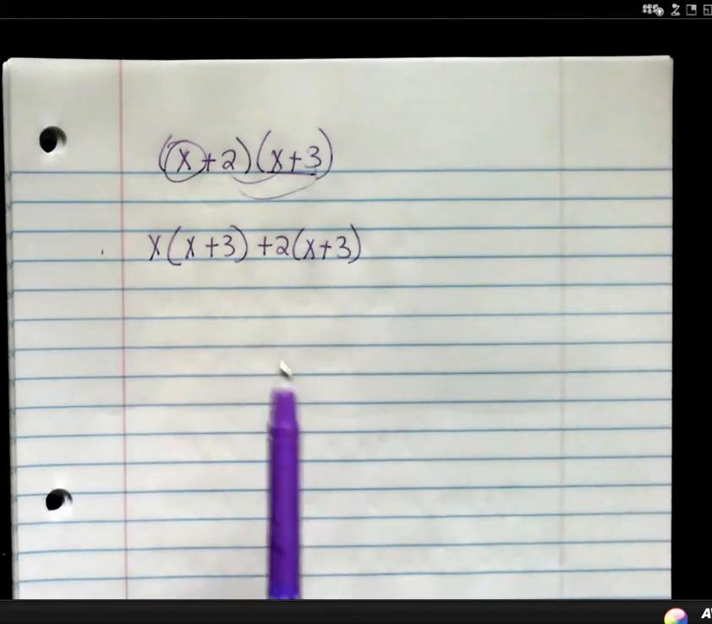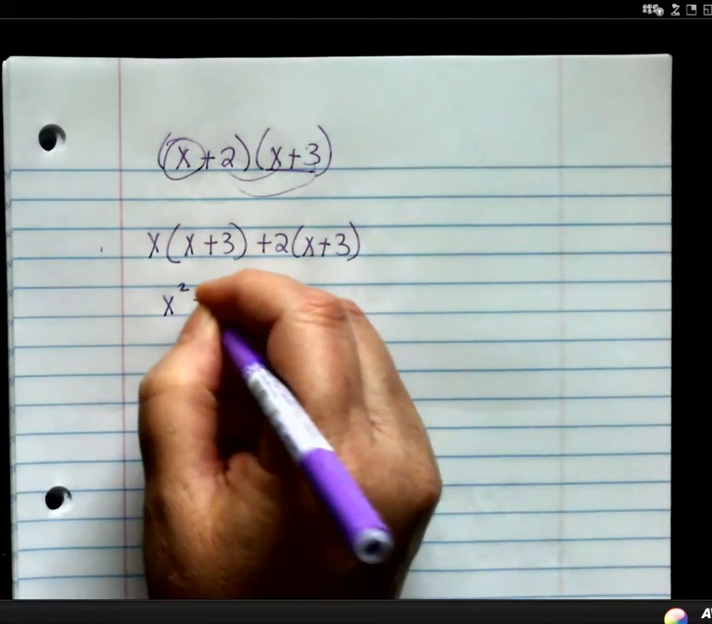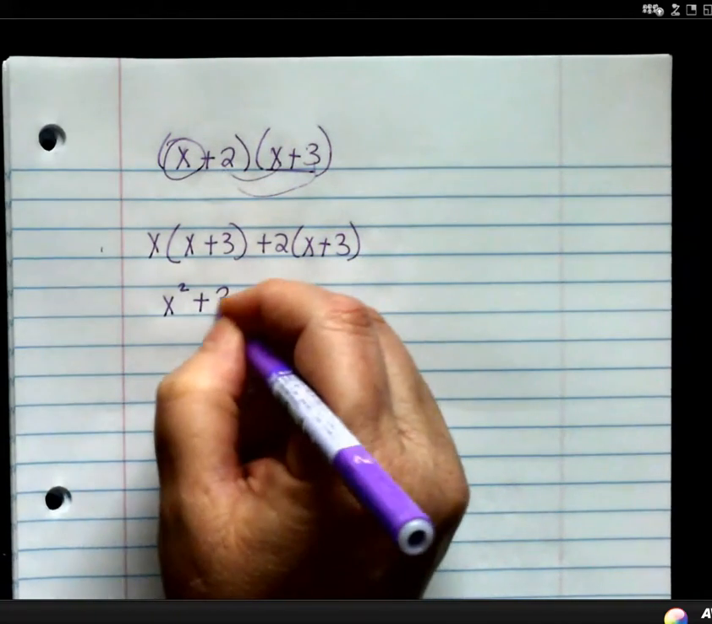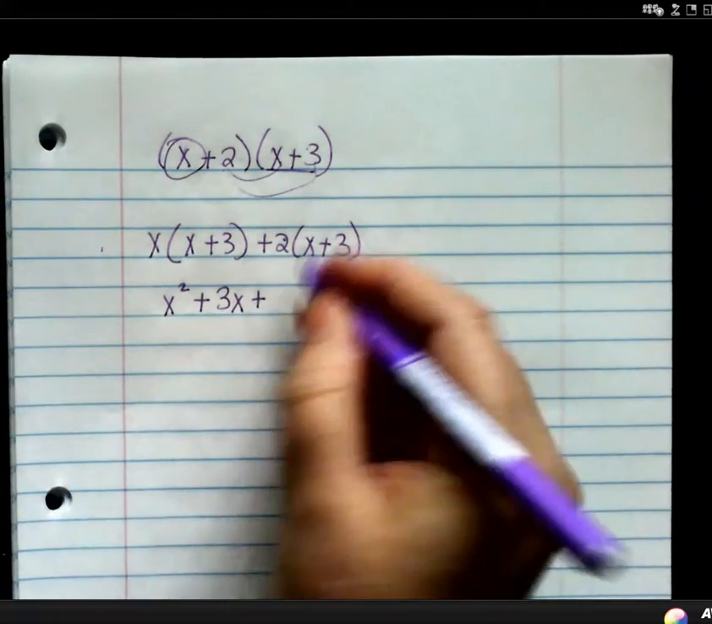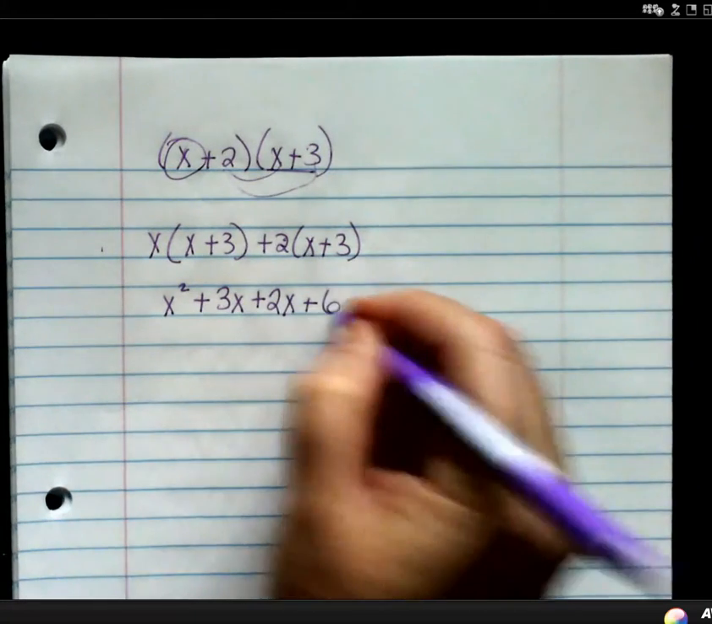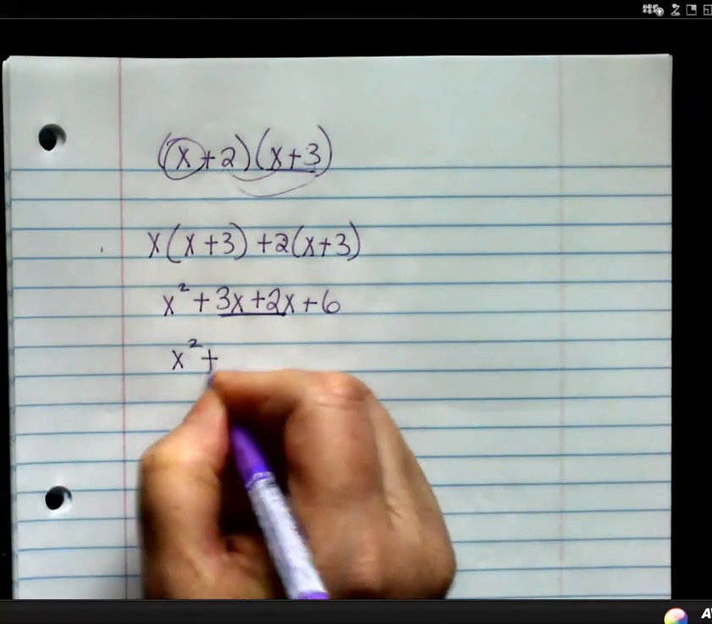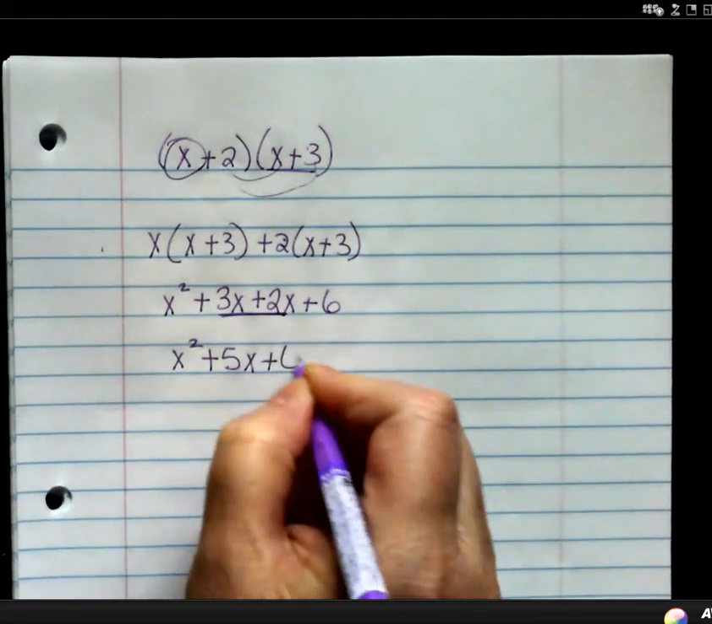So this would be x times x, which is x squared, plus x times 3, which is 3x, plus 2 times x, which is 2x, plus 2 times 3, which is 6. These two in the middle can add, and I'm done.